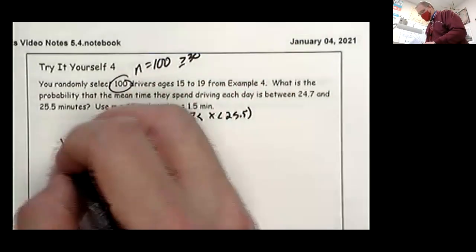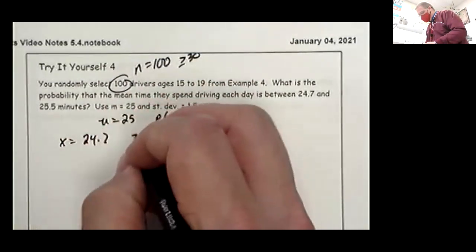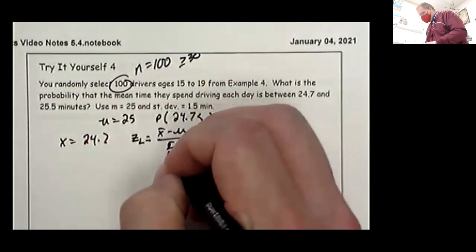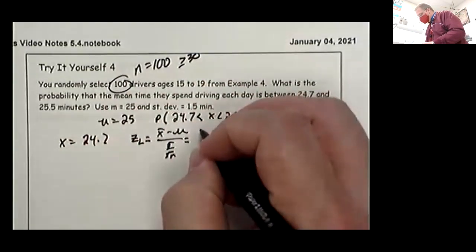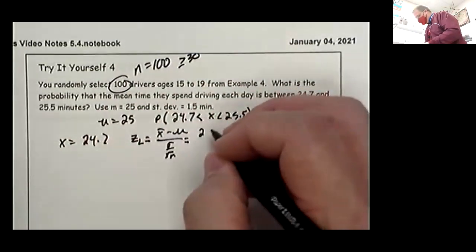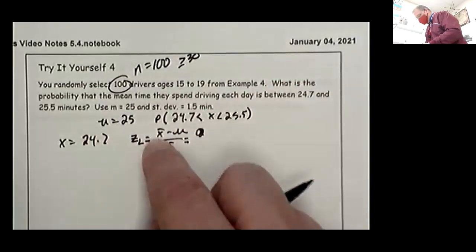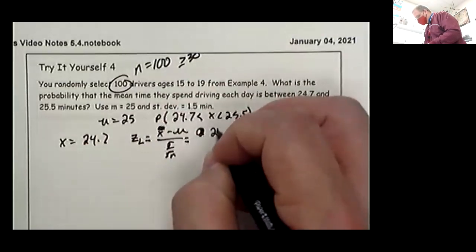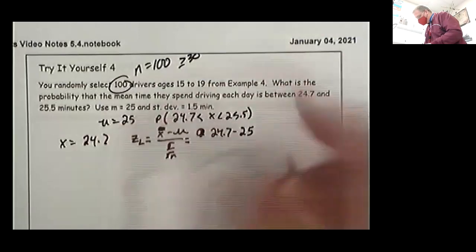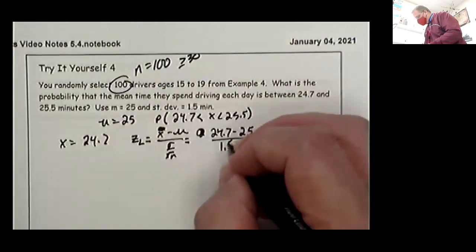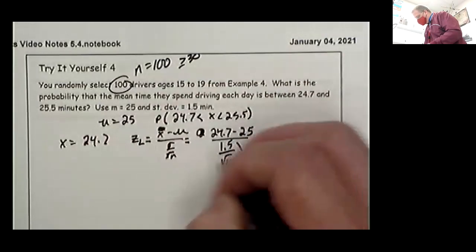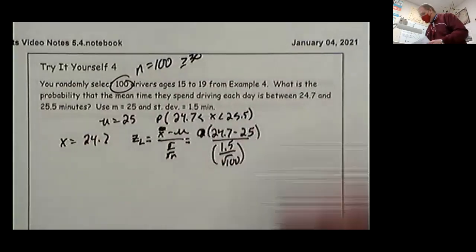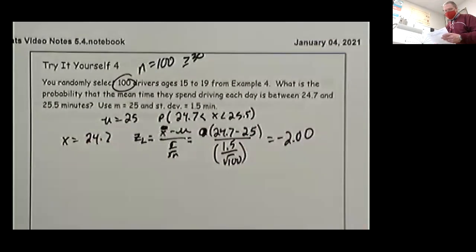So for an x score of 24.7, we're going to find our z left score. That's going to be our x minus mu over our standard error of the mean. And we want the number to go first. I put x bar, that should just be x. So 24.7 minus 25, that's our average second, divided by our sigma, which is 1.5, divided by square root of 100. And again, I recommend putting the top in parentheses and the bottom in parentheses so you don't make a calculator error. And that gets us something really close to negative 2.0.